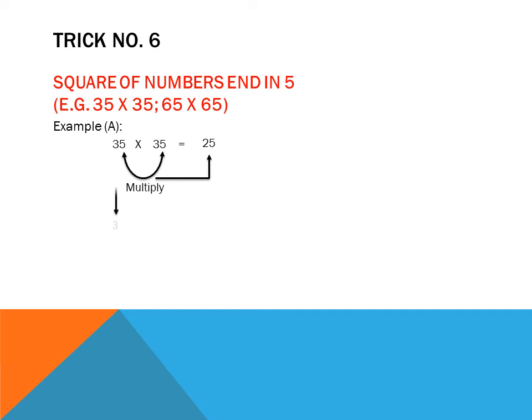Now taking 3 from here, multiplied by 3 plus 1. So what we have to do, the tens place of the number we have taken is 3, and now multiplying it with an increased value, increased by 1. So 3 into 3 plus 1, that will make 4. So 3 into 4 is 12. So this is the answer. 1225 is the answer.